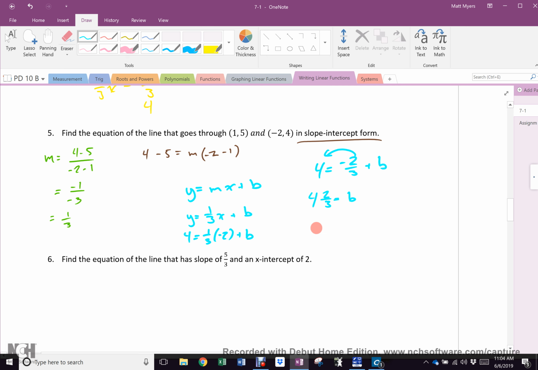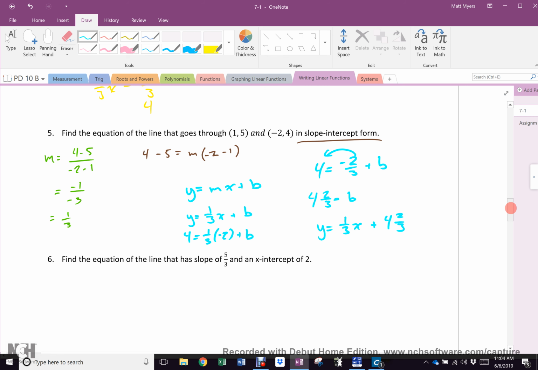So what's my answer? Y equals 1/3 x plus 4 and 2/3. How many other ways could I write that? Could I write 14/3? Yes. Should I write 4.67? I could, but would it make your math teachers happy? No. Everybody good?